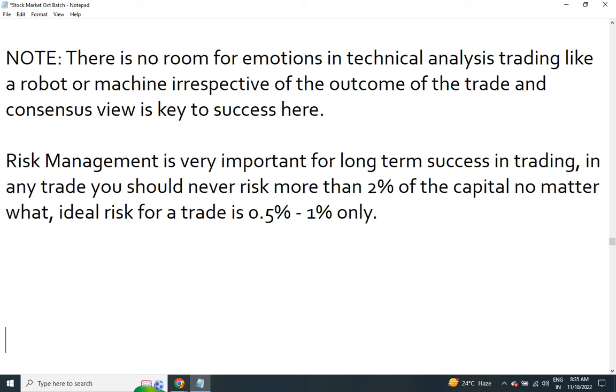I've seen people risking 10%, 5% of the capital in a single trade. If it works well, it is a lottery. But if it doesn't work well, remember you require 20, 30 good trades to cover up that loss. So you are losing time, you are losing money. And then what will happen to your confidence, I do not know. That's why I told you.